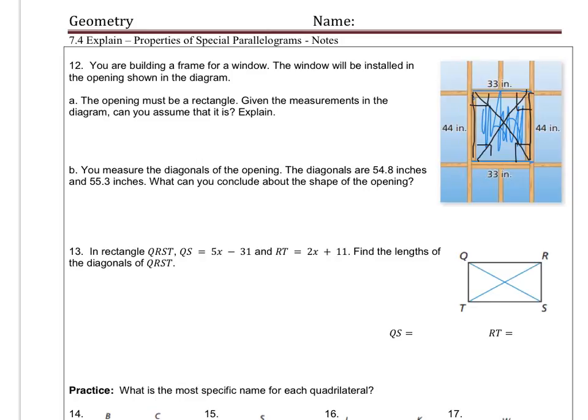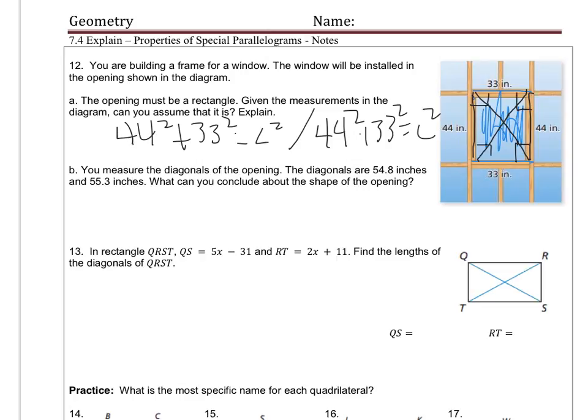Again, for it to be a rectangle, the diagonals have to be congruent. Couldn't you do the Pythagorean Theorem, a squared plus b squared? Think about it. If I go 44 squared plus 33 squared, it's going to equal c squared for the one set of right triangles. And if I do it again and go 44 squared plus 33 squared, won't I get the same thing? Yes, so my diagonals will be congruent, and so, yes, I would have a rectangle in example A.